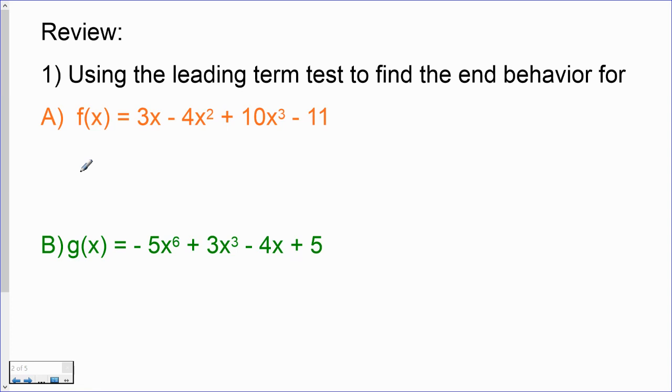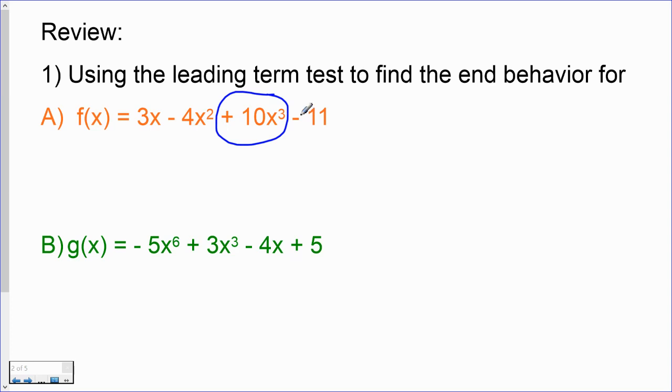As you already did, using a leading term test to find the end behavior. The main thing is we're looking for the leading term, which means we need to find the highest exponent, aka the degree. So this has the exponent of 1, of 2, of 3, of 0. This is what we're looking for. This is going to be the thing that helps us determine what our graph's going to look like.